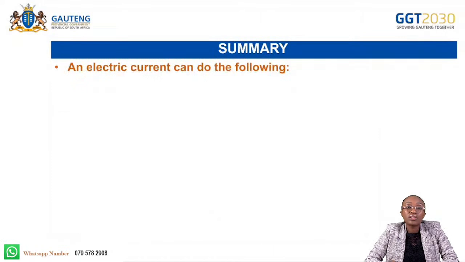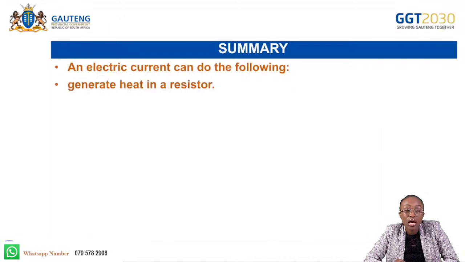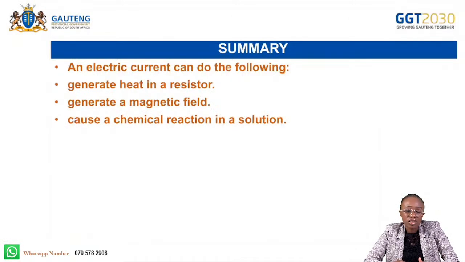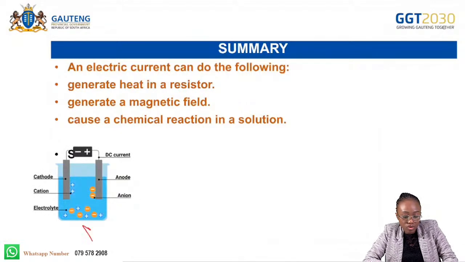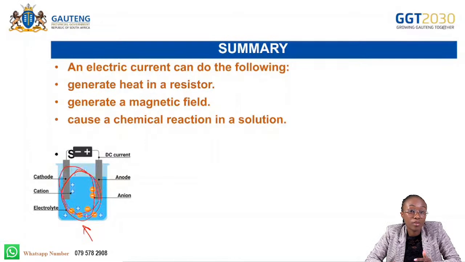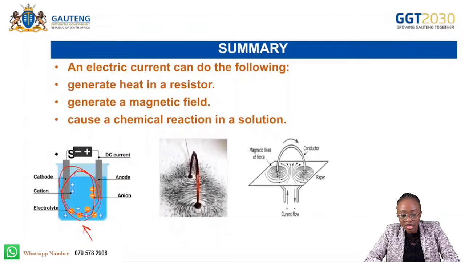And then we learned something else. We learned about the effects of an electric current. An electric current can do the following. It can generate heat in a resistor, it can generate a magnetic field, and it can cause a chemical reaction in a solution. This is our process of electrolysis, where we have electricity flowing through a solution and thereby causing a chemical reaction within that solution. Then this picture represents a magnetic field that is caused by the flow of current.